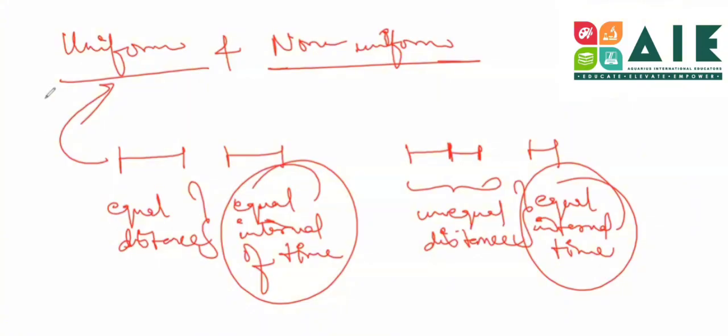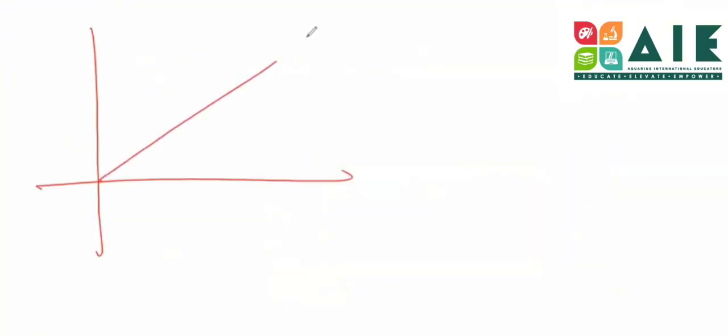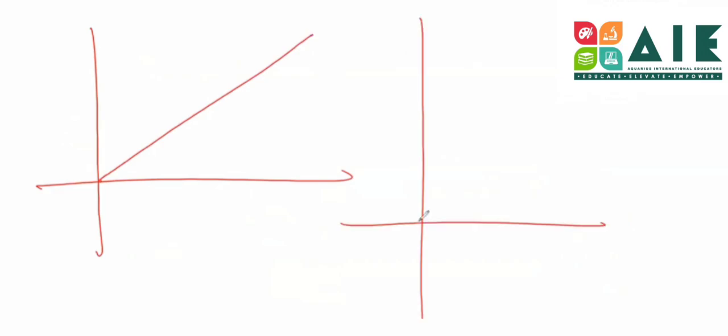Great. For the graph, this is the uniform graph, and this is the non-uniform graph. How is rest represented for uniform velocity, ma'am?